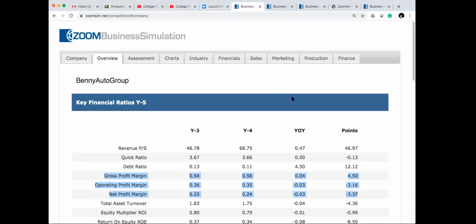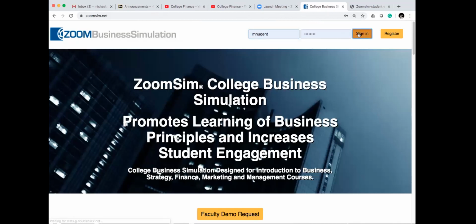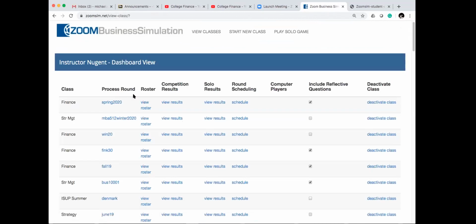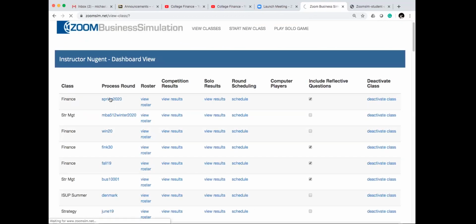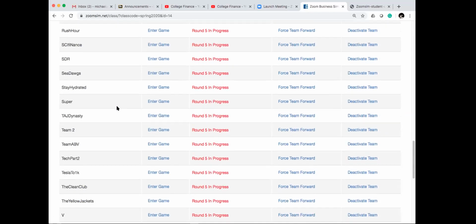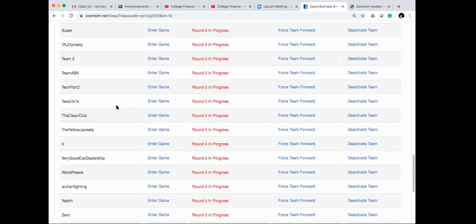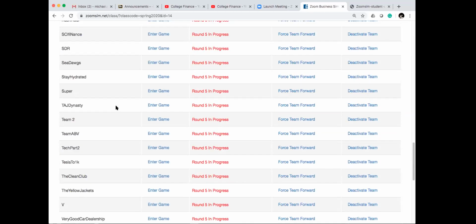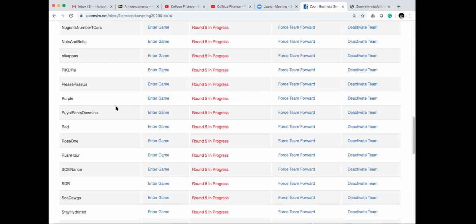But this is advice that all the teams can use. This is nothing that is unique to these 2 teams. I think a lot of the teams are having this issue with sales and profits.